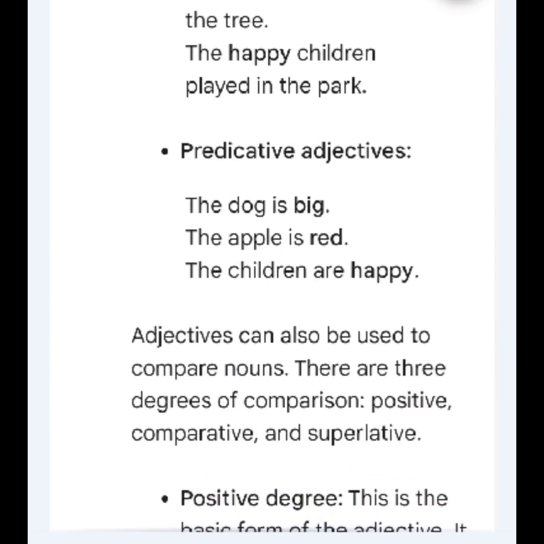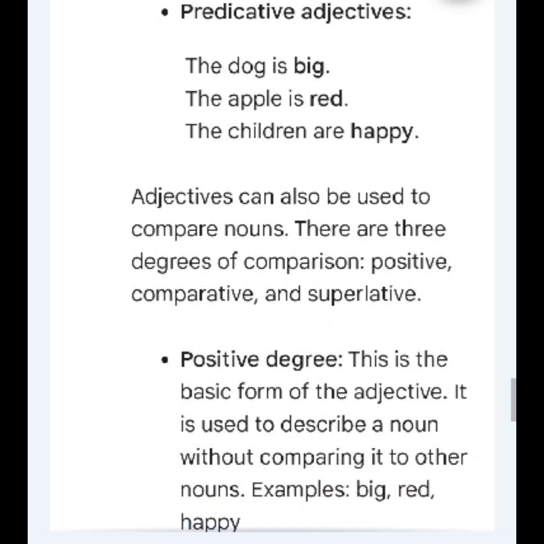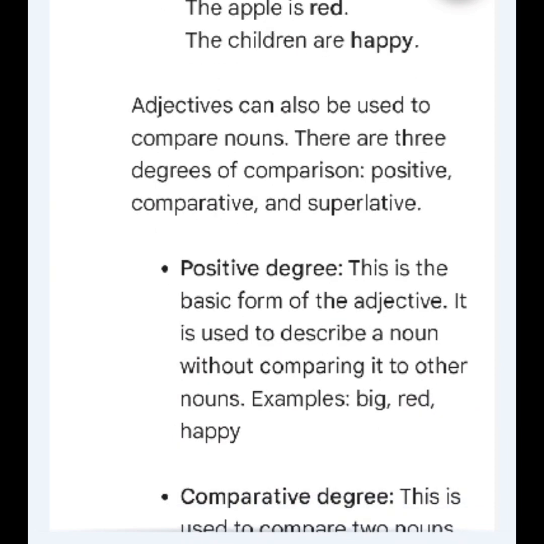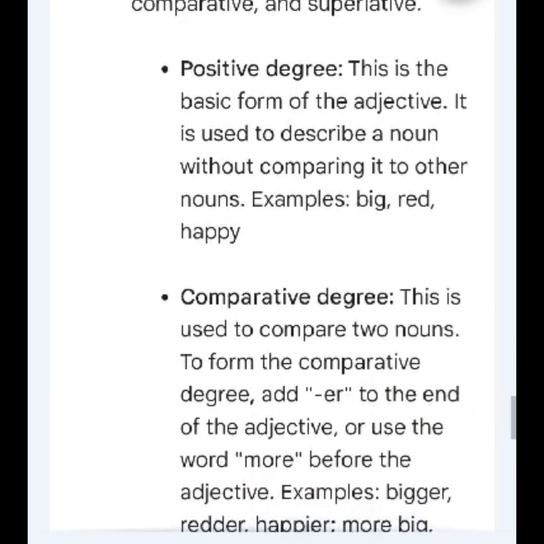Predicative adjectives. The dog is big. The apple is red. The children are happy. Adjectives can also be used to compare nouns. There are 3 degrees of comparison: positive, comparative, and superlative.